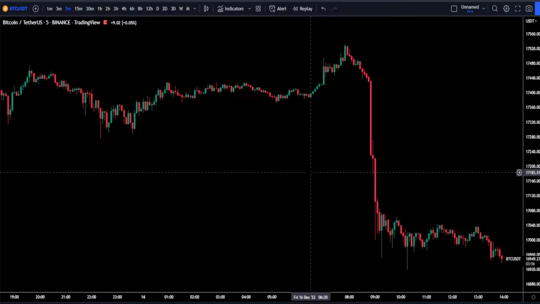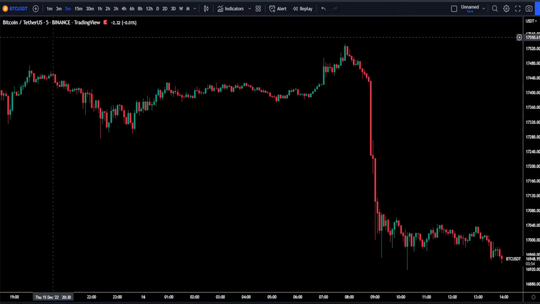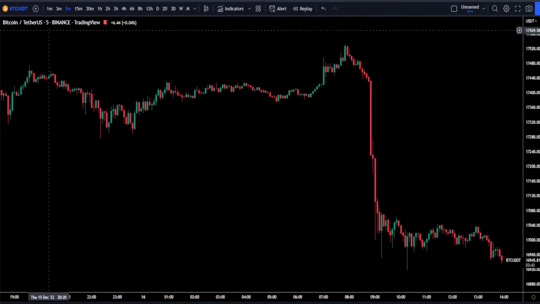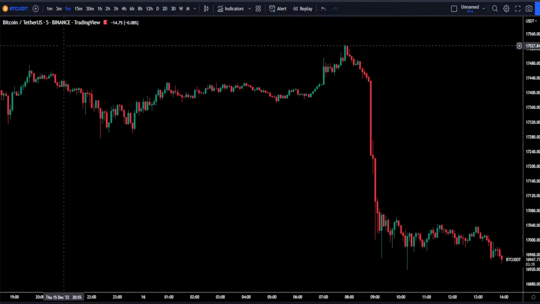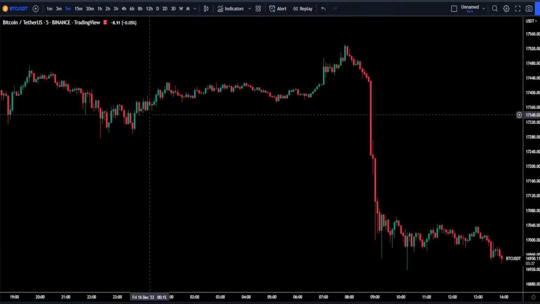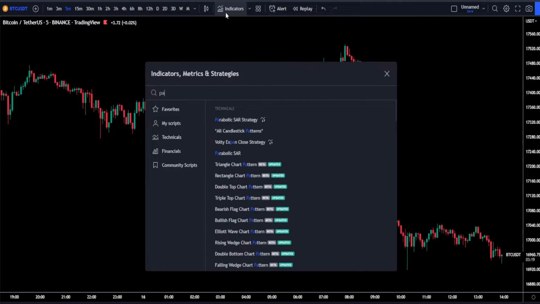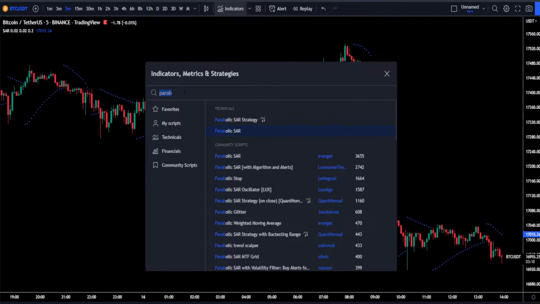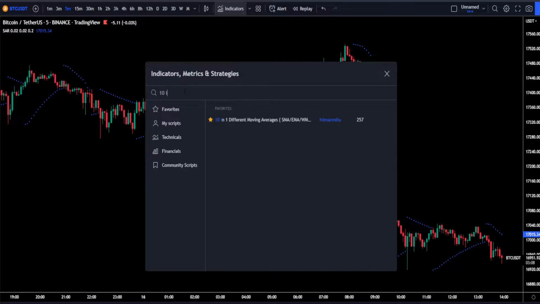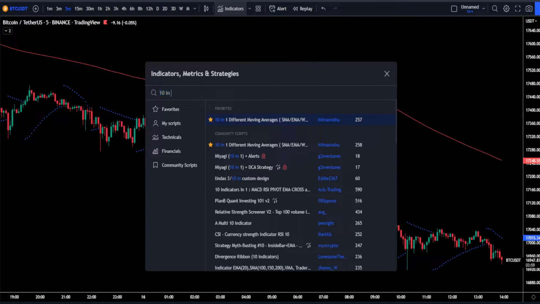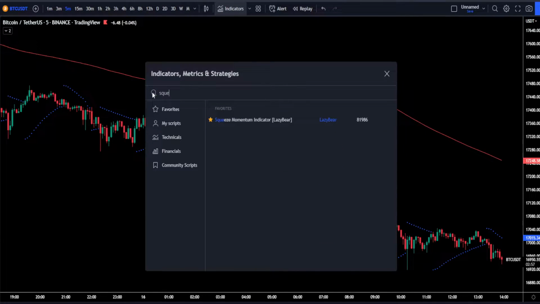Okay, I'm going to be doing my backtesting on BTC versus USDT, and the creator of the strategy mentioned that it works perfectly well on the 5-minute time frame. This strategy consists of 3 well-known TradingView indicators. So first we need to navigate up to our indicators tab, and the first indicator we will be searching for is the parabolic SAR. For the second indicator, let's add our 10 in 1 different moving averages, which is this one by He-Man Shoe. And the third indicator we need to add is our squeeze momentum indicator, which is this one by Lazy Bear.